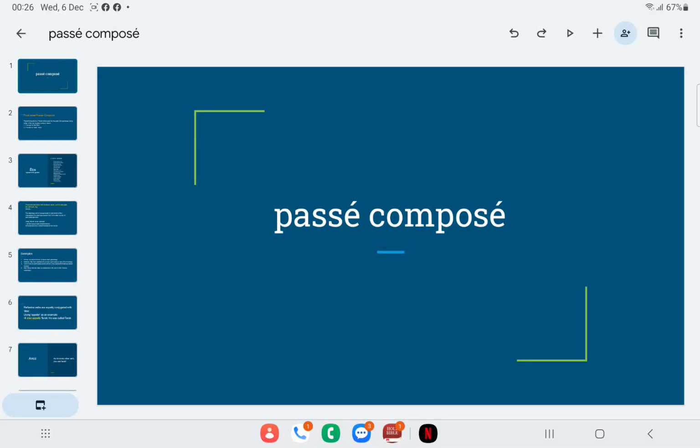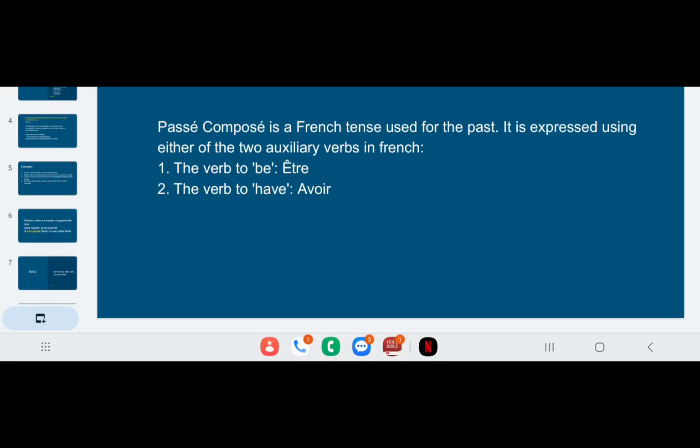So today we are going to be looking at the passé composé. The passé composé is a French tense used for the past. It is expressed using either of the two auxiliary verbs in French. So the two auxiliary verbs here are être, the verb to be, and avoir, the verb to have.